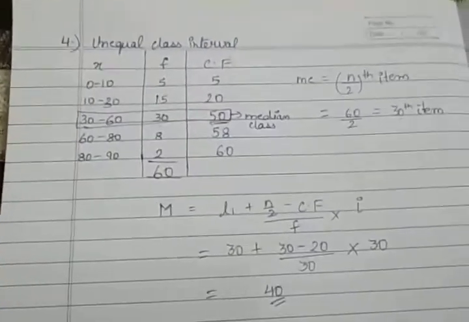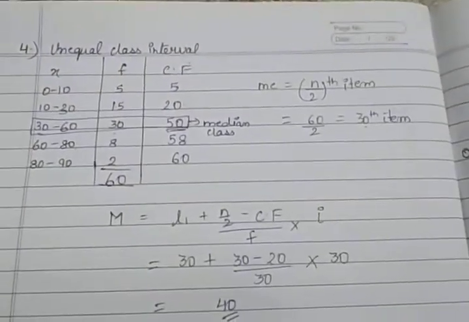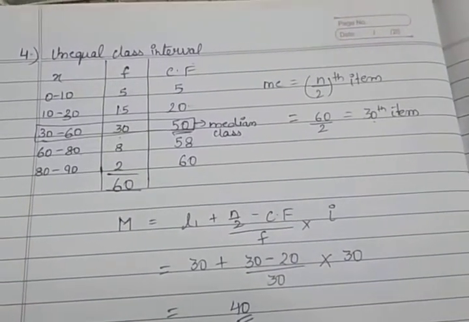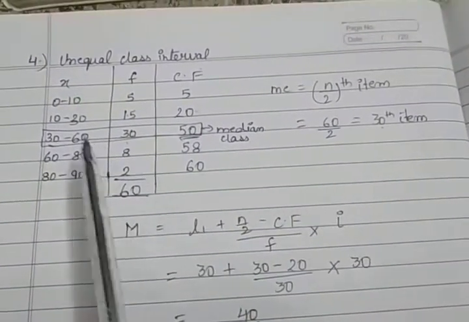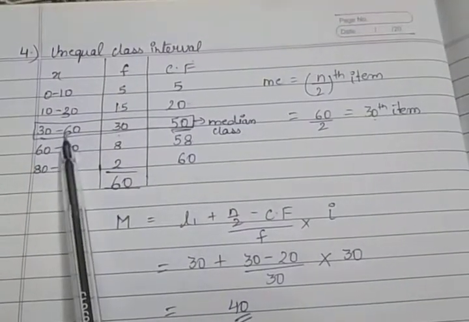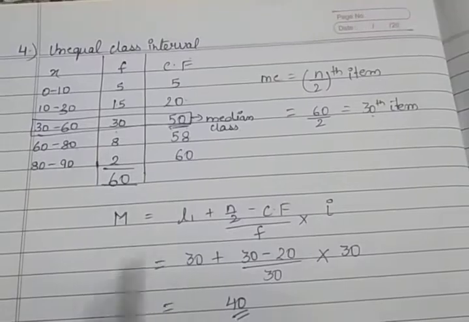So that means in the unequal class interval case, there is no need to change the class interval. We can keep it as it is. Whatever median class you get, whatever class interval is given in that median class, we will use the same one.